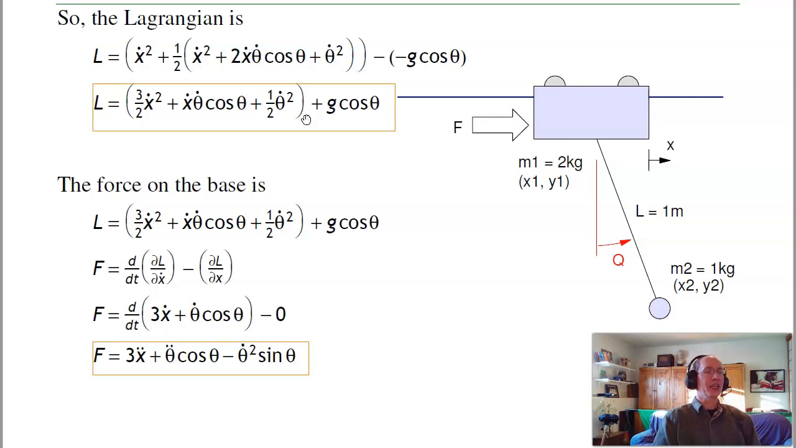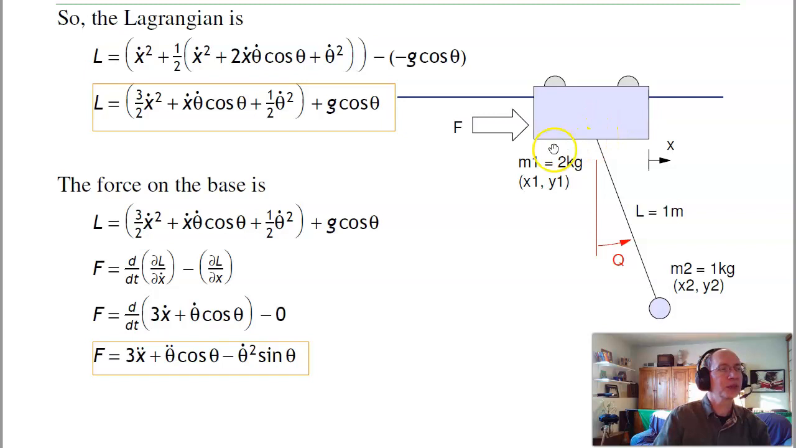Okay, so far so good. Now, to find the force, I've got two terms. When I take the partial with respect to x, I'll get the force on the base. Partial with respect to theta, I get the torque. If there's a little bitty motor right here, twisting it back and forth, that would be this guy. That torque is zero, there is no motor. But I'm going to get the two terms. So then I've got the Lagrangian.